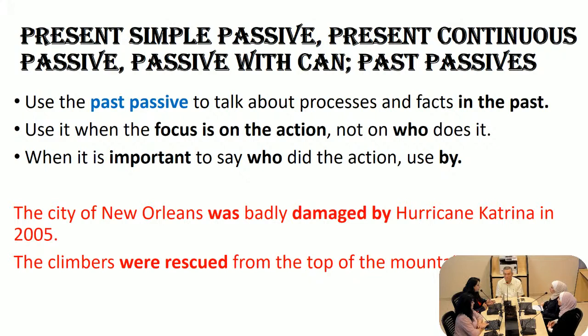The city of New Orleans was badly damaged by Hurricane Katrina in 2005. The climbers were rescued from the top of the mountain. So was or were, plus the past participle. If we need to mention the doer of the action, we use by. If it's not necessary, just skip it. Yes. Following slide, Miss Hiba.